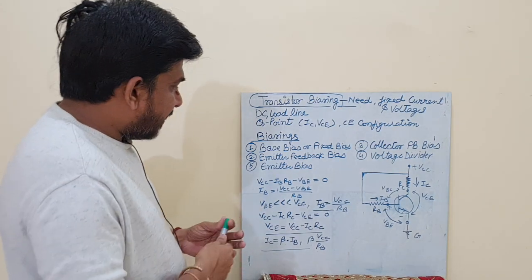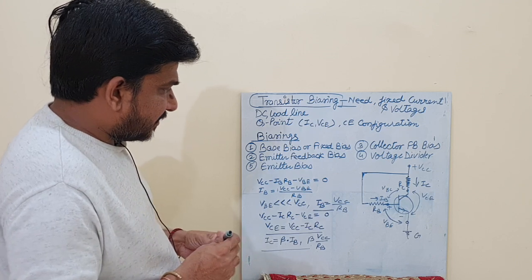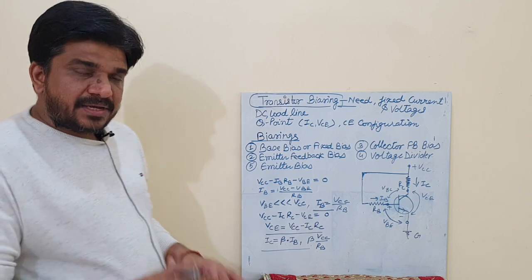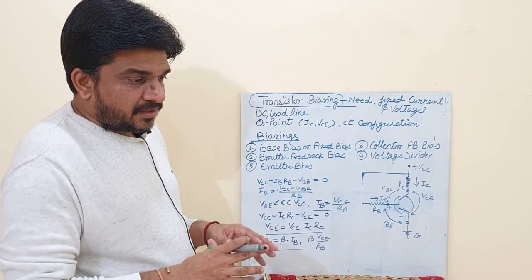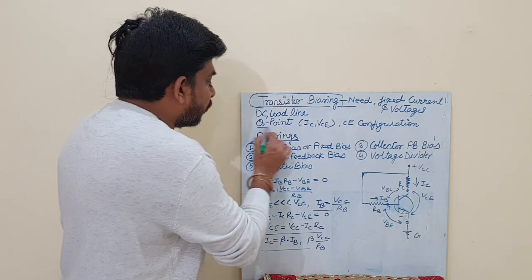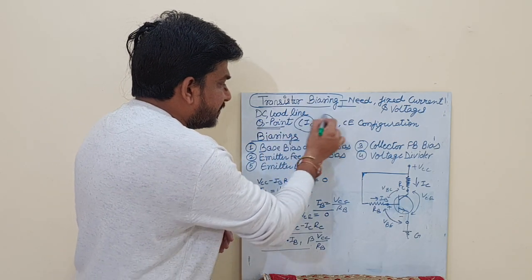So here I am going to tell you about the fixed bias system, or base bias, the first one. I will tell you one biasing, how we use the bias circuit and get the desired value of Q point, which is IC and VCE.